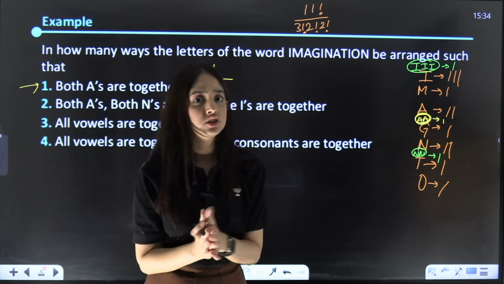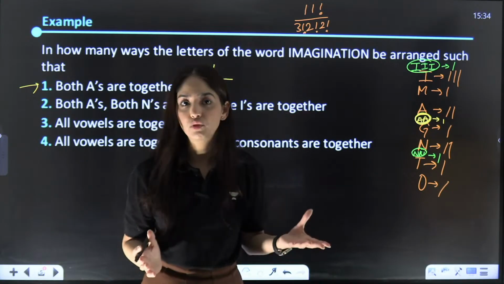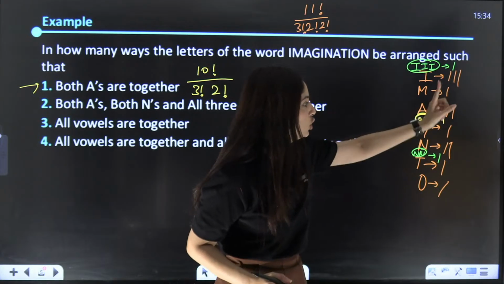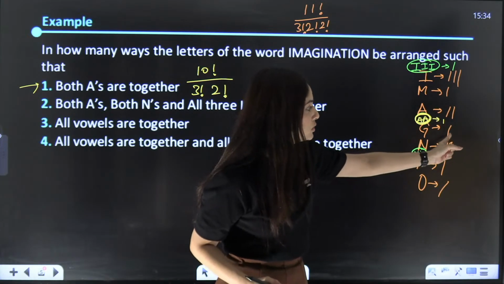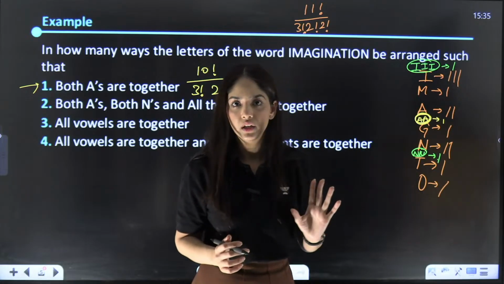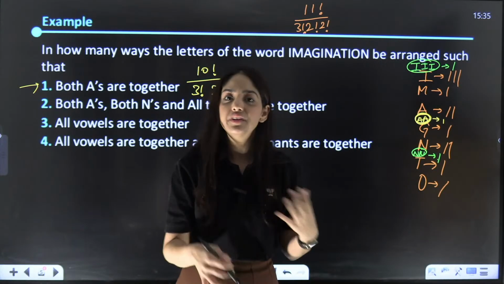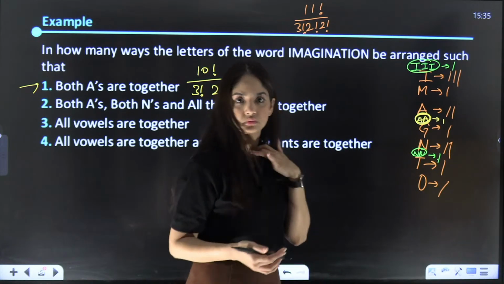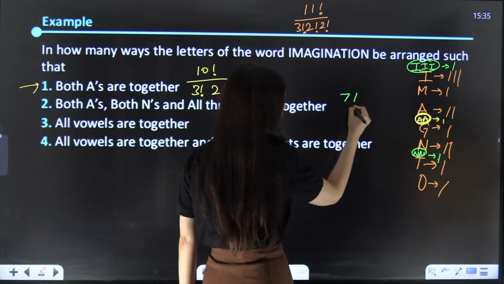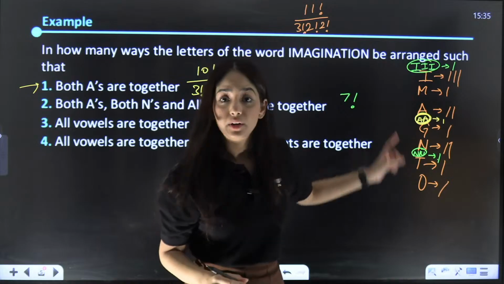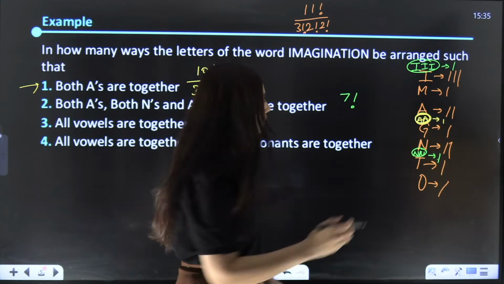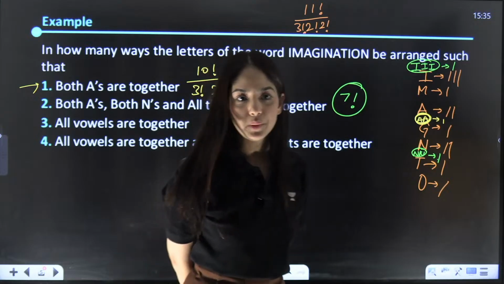Now how many units do we have in total? How many objects do we have to arrange? Instead of 3 we have 1, plus 1, 2, plus 1, 3, plus 1, 4, plus 1, 5, plus 6, plus 7. So now we only have 7 objects to arrange. And because there are no repetitions left, that is it. Is that clear to everyone?